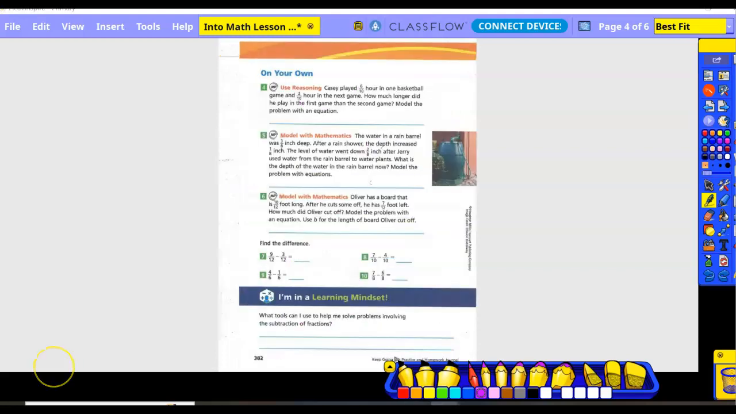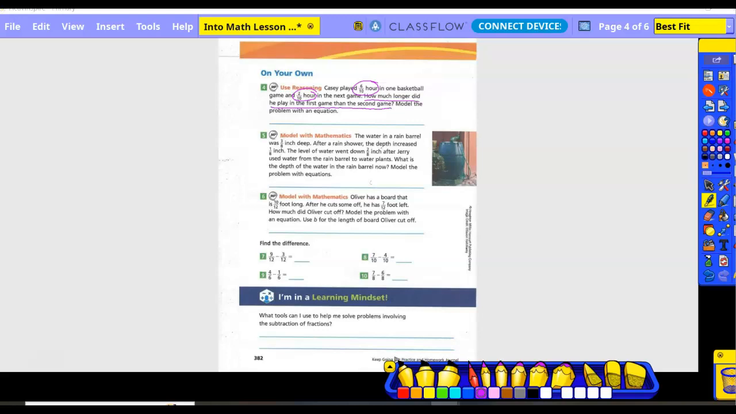Next page. Number 4, use reasoning. Casey played 6/10 hour in one basketball game and 2/10 hour in the next game. How much longer did he play in the first game than the second game? Okay, so they want an equation. So we're going to pull out our numbers: 6/10 of an hour, 2/10 of an hour. How much longer did he play in the first game than the second game?